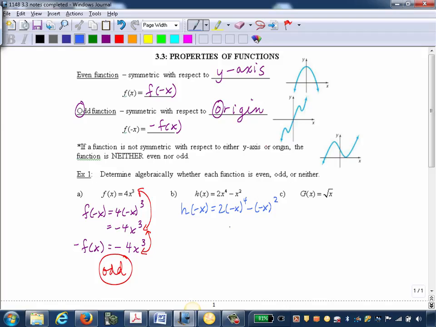So simplifying those, that's just going to give us 2x to the fourth minus x squared. So if we compare that back to the original, those are equivalent. So since these are the same, that tells us this function is even.